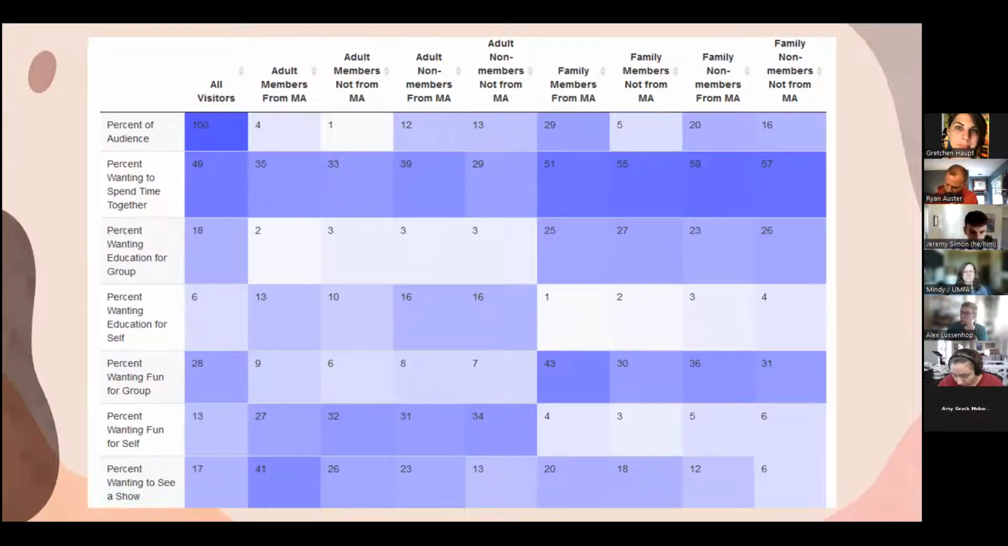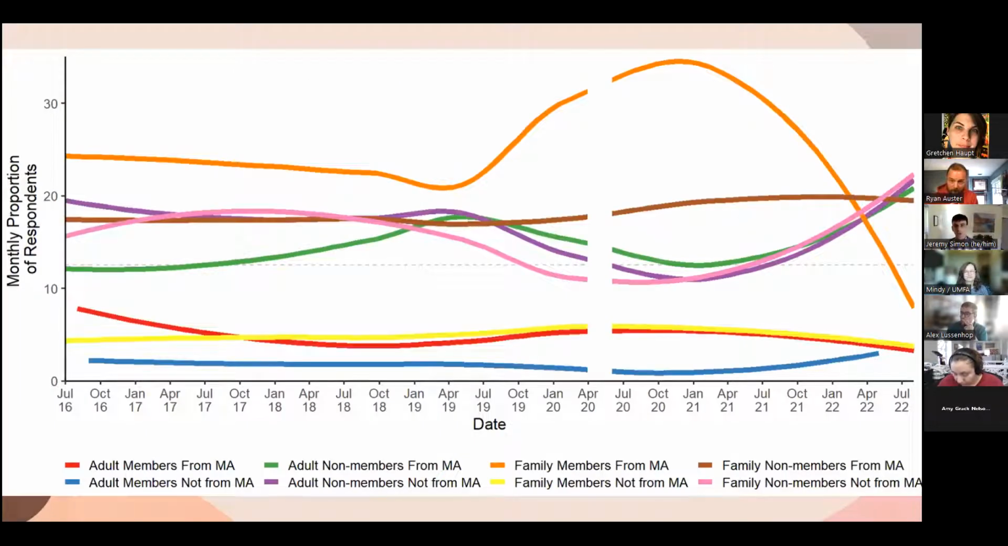The last plot I'll show you is again a rolling average of the proportion of the COVES respondents in all of these groups, so all 8 groups. What's really clear here is that this core group of family members from Massachusetts, groups with kids coming from the area who are members of the museum, into the peak of the pandemic becomes a larger and larger segment of the people showing up at the museum.